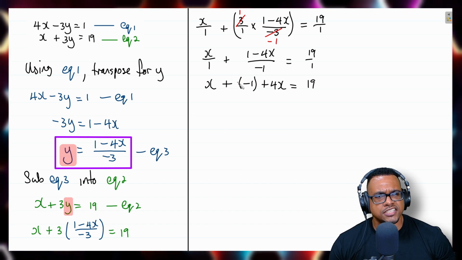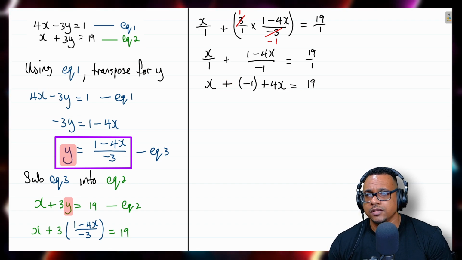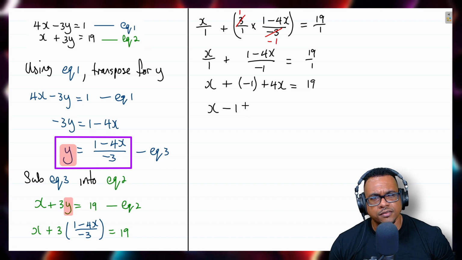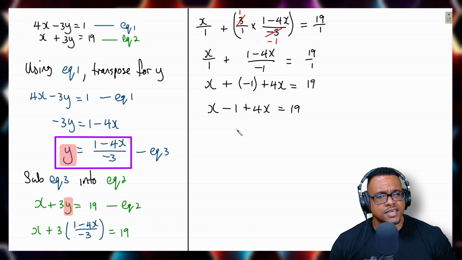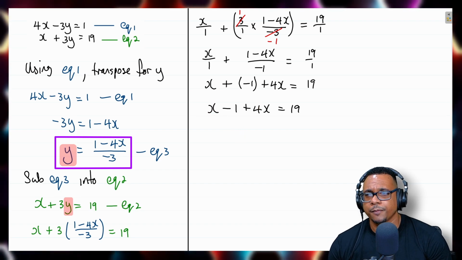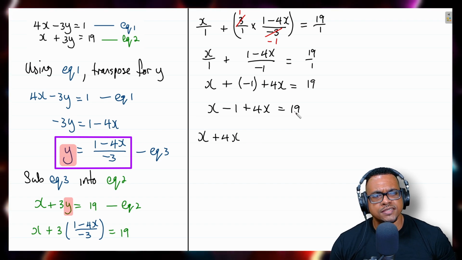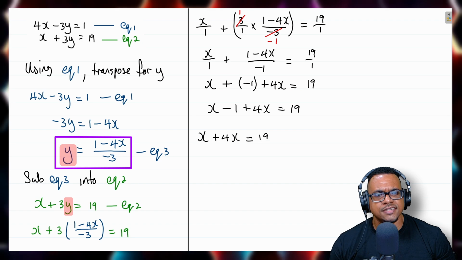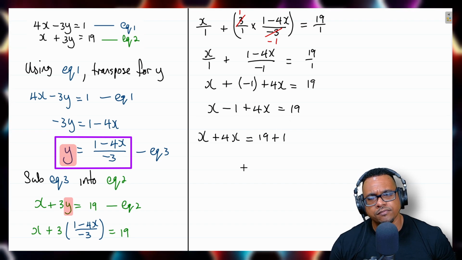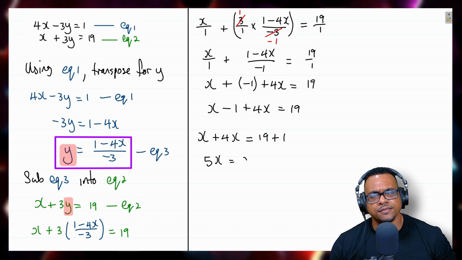Now, where we have these two signs clashing like that, you multiply the two signs, so positive multiplied by negative is just a negative. So we're going to have x take away 1 plus 4x is equal to 19. Now, what we could do is bring like terms together, which is the x here and the positive 4x. So we have x plus 4x. And what I'll do is I'll keep the 19 on this side and bring the negative 1 across the equal sign, transfer it across, and turn positive 1. So we're going to have equal to 19 plus 1. So x plus 4x is 5x, and 19 plus 1 is 20.